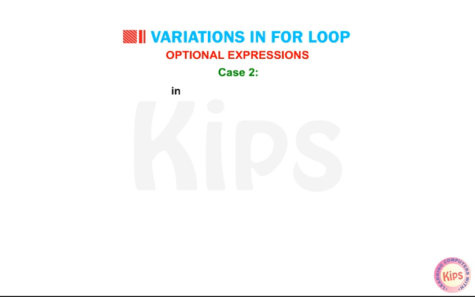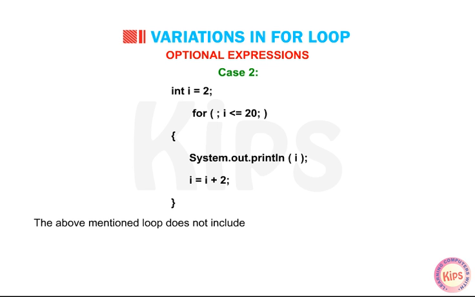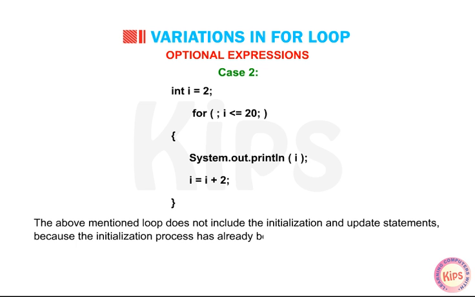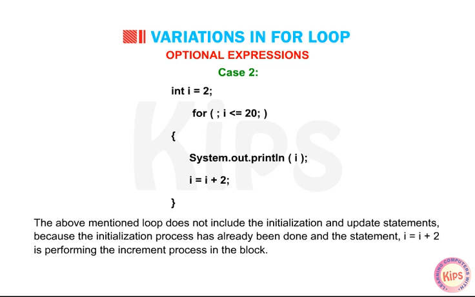Case 2. int i = 2; for (; i <= 20;) { System.out.println(i); i = i + 2; } The above mentioned loop does not include the initialization and update statements because the initialization has already been done and the statement i = i + 2 is performing the increment process in the block.